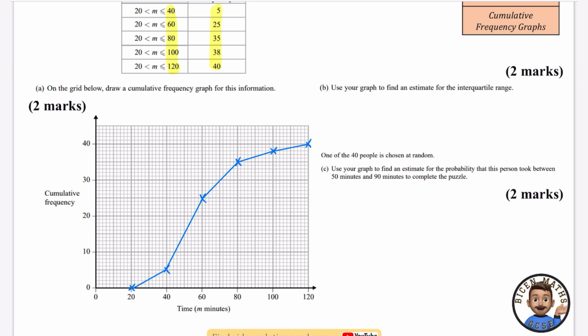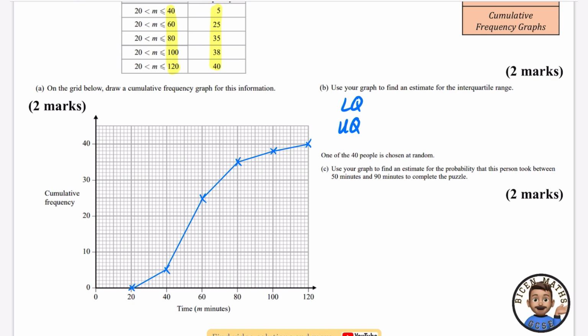Now for the interquartile range, we're going to want to find out the lower quartile and we're going to want to find out the upper quartile. Now, because there are 40 people, that's nice and easy for the quartiles. That would be the median, that would be the lower quartile, that would be the upper quartile. It's a quartile because 10 is a quarter of the way between 0 and 40.